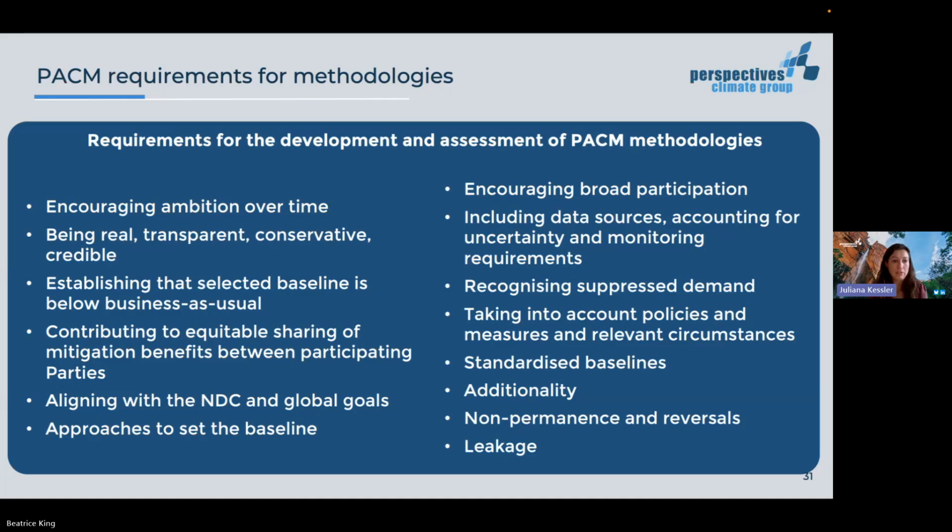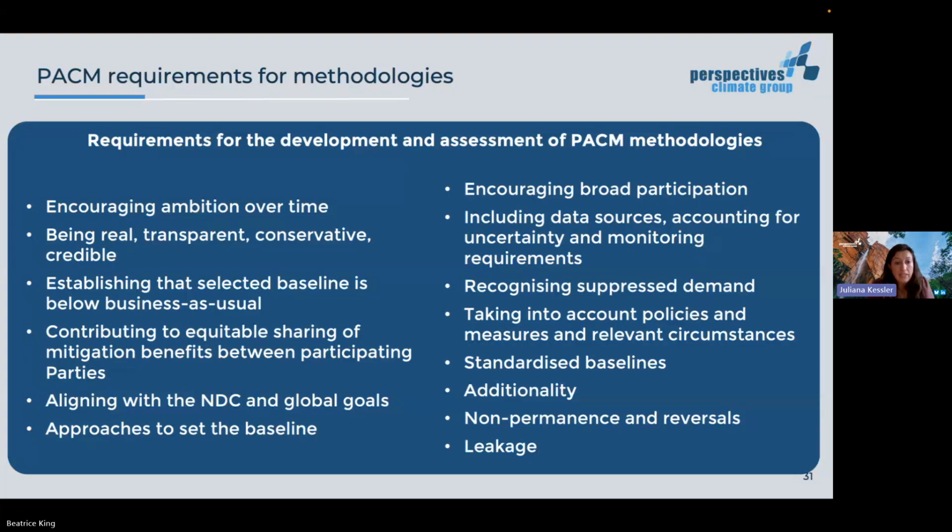There has been a lot of discussion of how this can be operationalized. Then being real, transparent, conservative, credible, establishing that the selected baseline is below business as usual. And I will dive into this a little bit further on the next slides, what this means exactly. Then contributing to equitable sharing of mitigation benefits between participating parties. If you ask yourself now how, I will come back to this later on as well. For example, one proposal is to shorten the overall length of the crediting period, to make it basically shorter than the lifetime of the technology, as one option to contribute to equitable sharing.